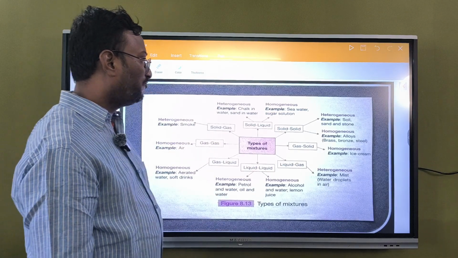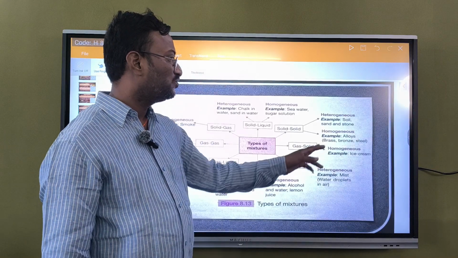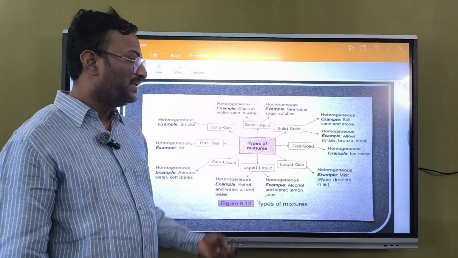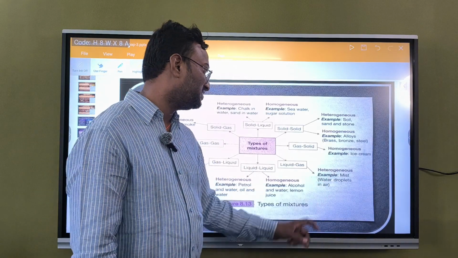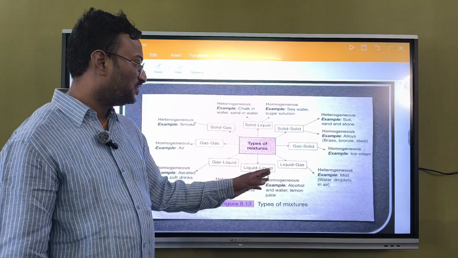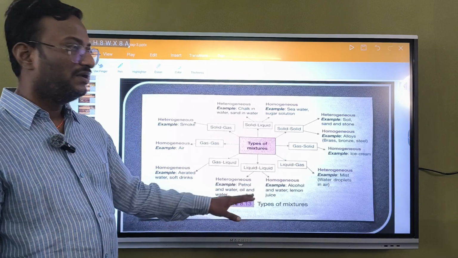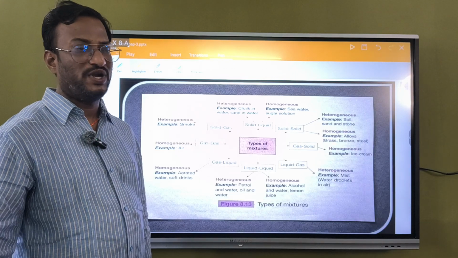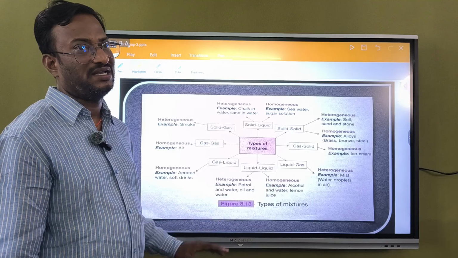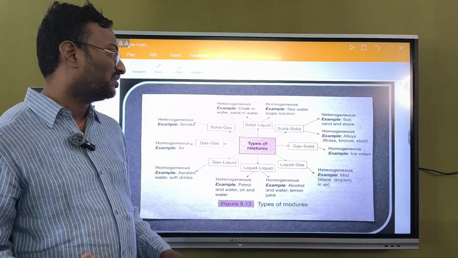And then go for gas solid, that is homogeneous. Ice cream is an example. Liquid solid, heterogeneous. Misty is an example, that is water droplets in air. And liquid, it may be homogeneous or heterogeneous. Homogeneous will be alcohol and water, lemon and water, lemon juice, that is called lemonade. And non-homogeneous, that is heterogeneous, is petrol and water, oil and water. They will form separate layers, they will not combine.